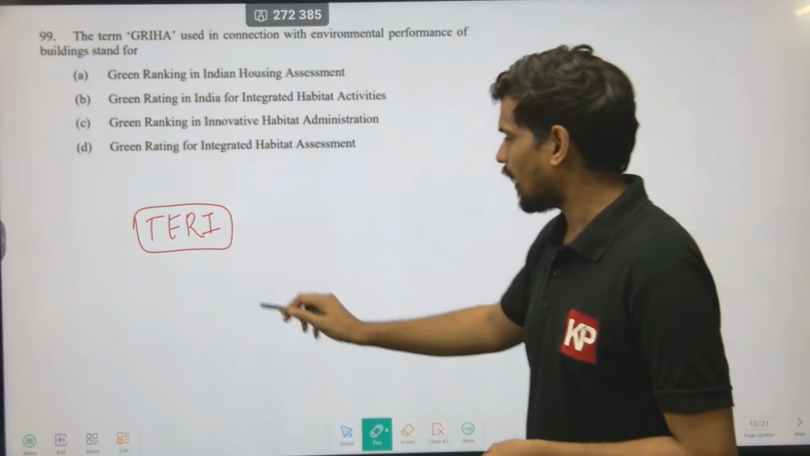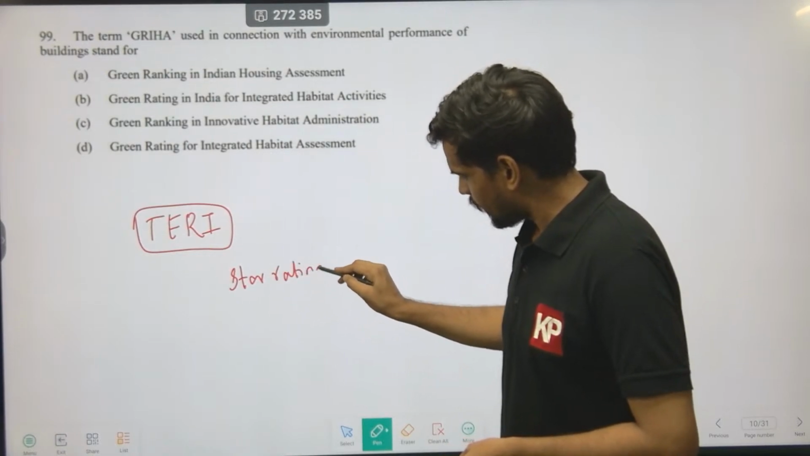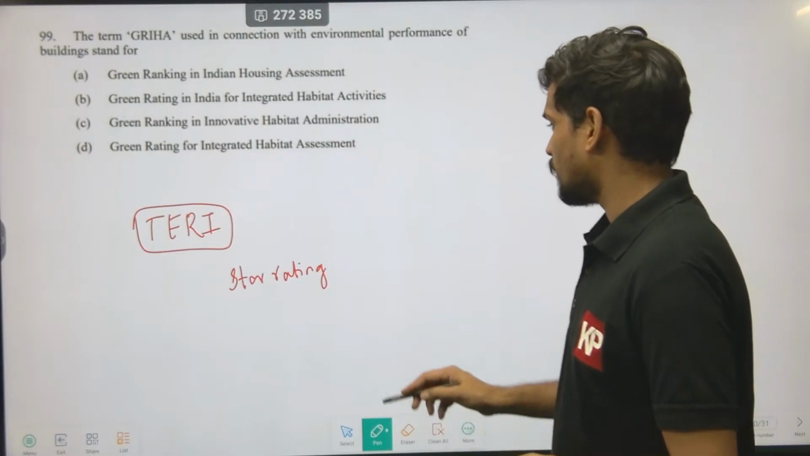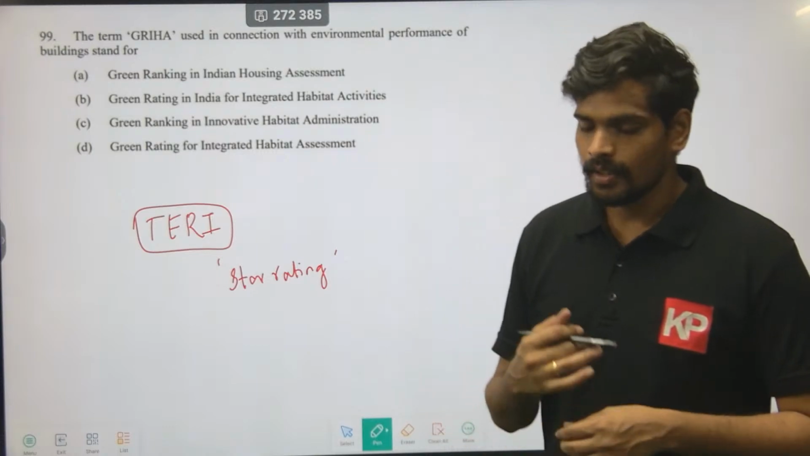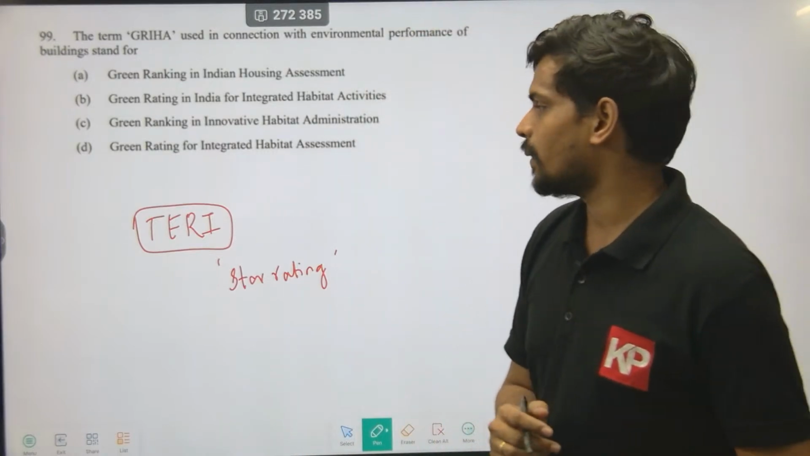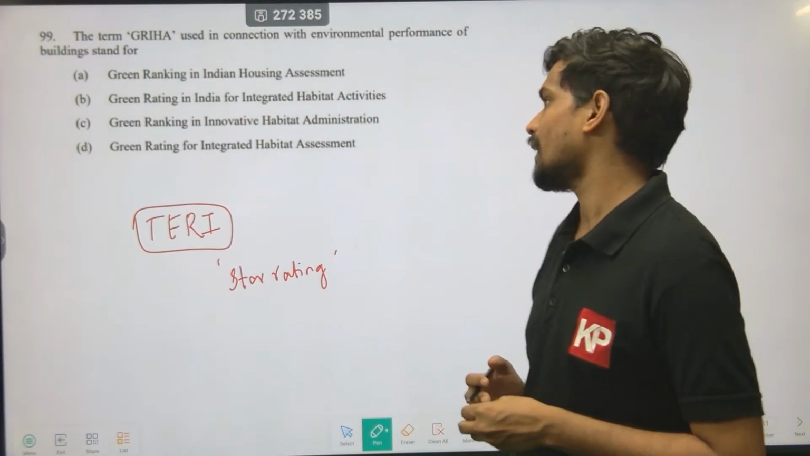And in GRIHA you have star rating for green building. You have 1 star, 2 star, 3 star, 4 star, 5 star. So the star rating of green building by GRIHA is basically controlled by the, so GRIHA is a rating agency, this system was developed by TERI. So the full form of GRIHA is Green Rating for Integrated Habitat Assessment.